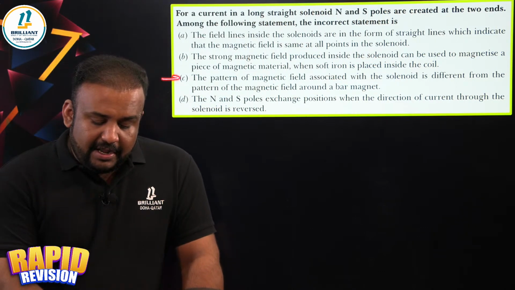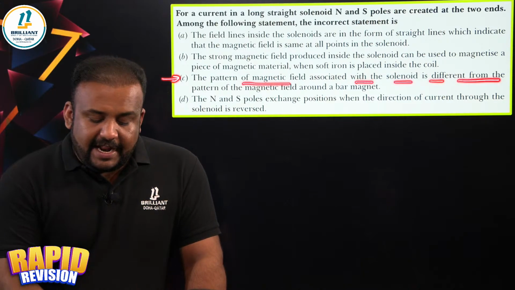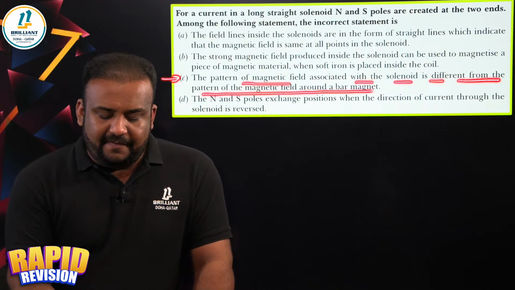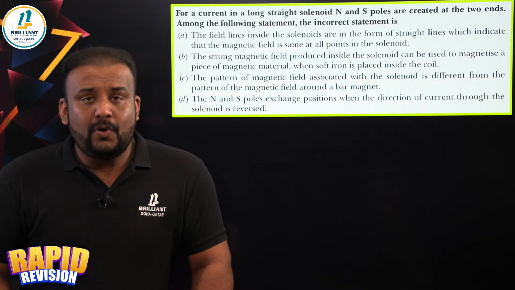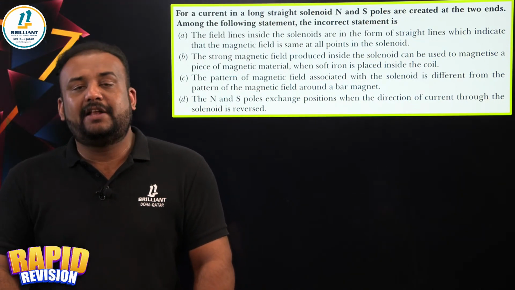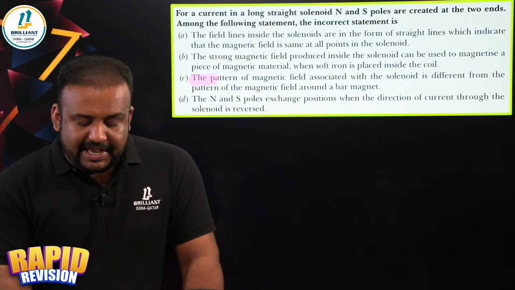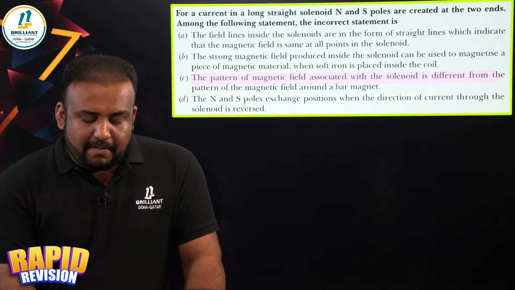Now, the third one: the pattern of magnetic field associated with the solenoid is different from the pattern of the magnetic field around a bar magnet. No. A solenoid which carries current behaves exactly like a bar magnet. The field lines and all are of the same pattern as that of the bar magnet.